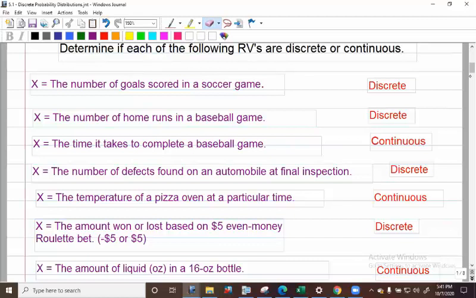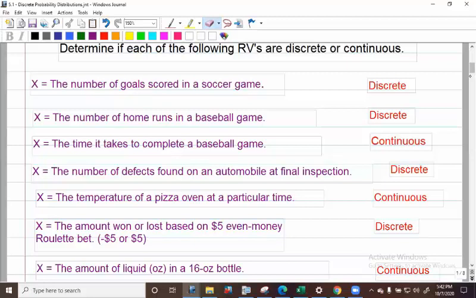The idea is it would either be 0 or 1 or 2 or 3. It doesn't have to have an upper bound. You don't have to already know how many goals were scored. You just know it's going to be something like 0, 1, 2, 3. There's no chance you're going to have a 19.53 in there or something like that. So it's going to be a whole number. Same thing with the second one: number of home runs in a baseball game. Same thing.